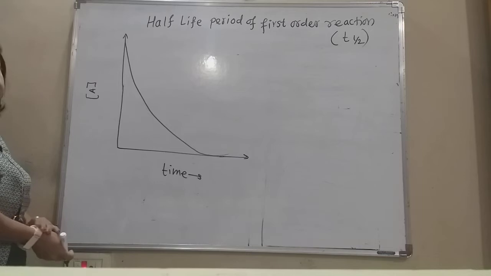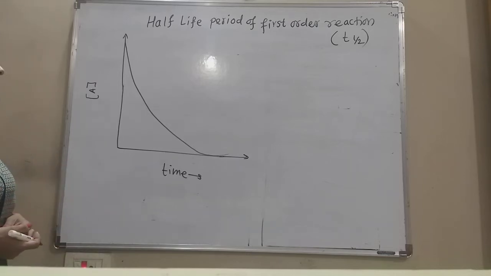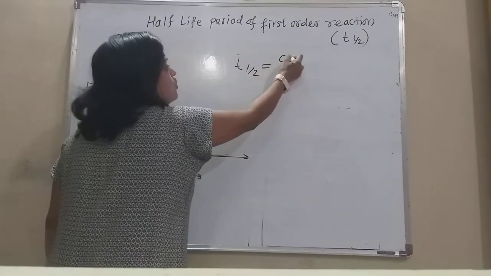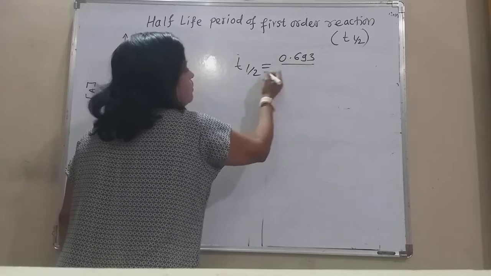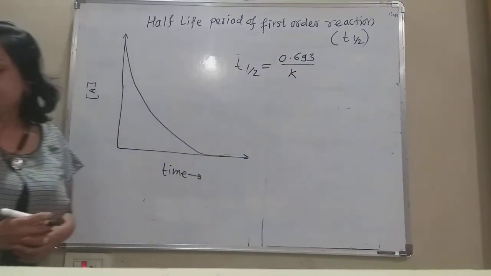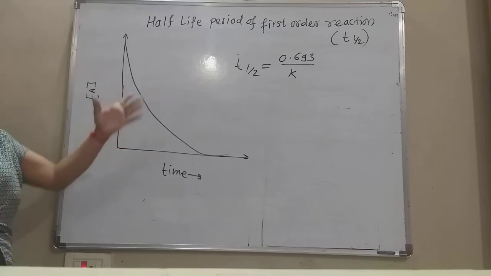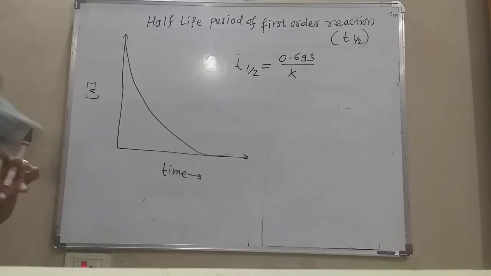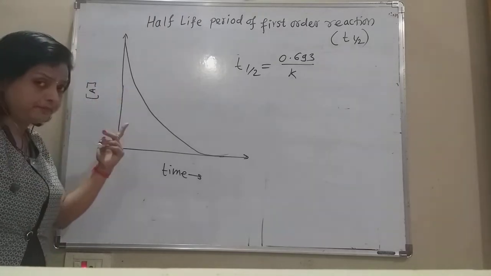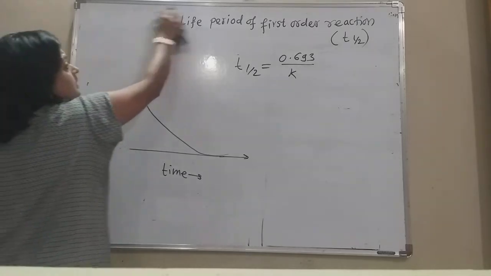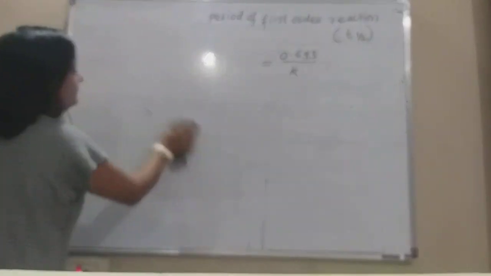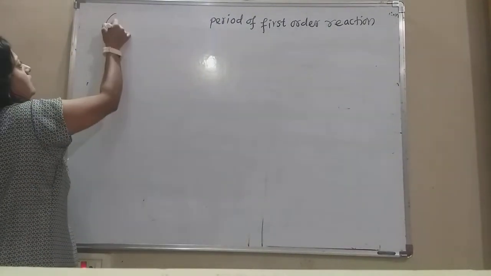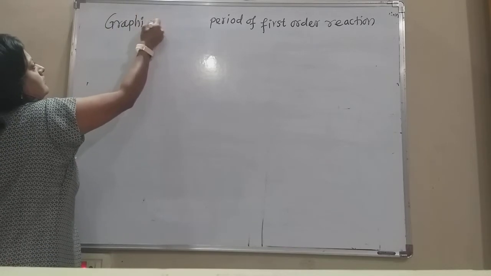There is no dependence on the initial concentration, because in the formula of the half-life period there is no concentration term. There are only the half-life period and the rate constant, and from this graph it is also proved. This is the graphical representation of the half-life period of the first order reaction, and now if we want the graphical representation of the first order reaction itself.